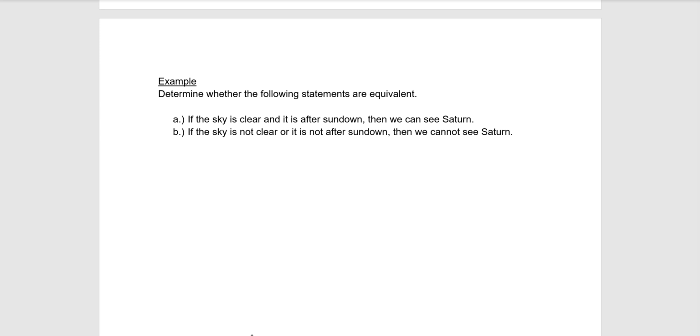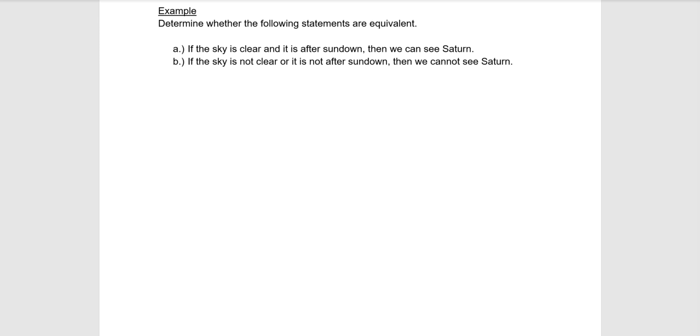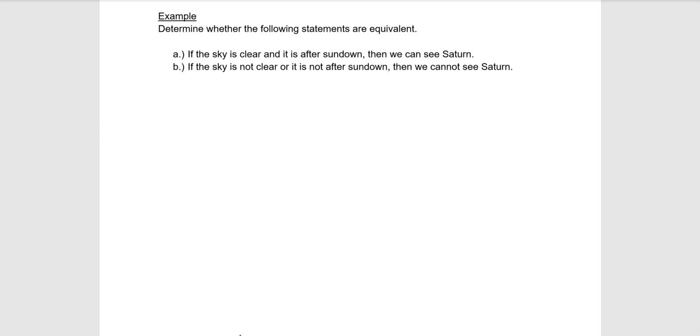Okay, so let's go ahead and do another one. We're going to determine if these following statements are equivalent. So we have two statements. If the sky is clear and it is after sundown, then we can see Saturn. And the next one is if the sky is not clear or it is not after sundown, then we cannot see Saturn. So first we have to convert it into symbolic notation. We have three different statements here, so we're going to have P, Q, and R. Let's let statement P be the sky is clear.